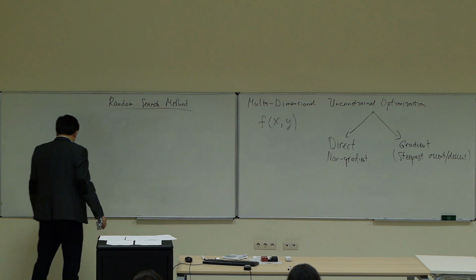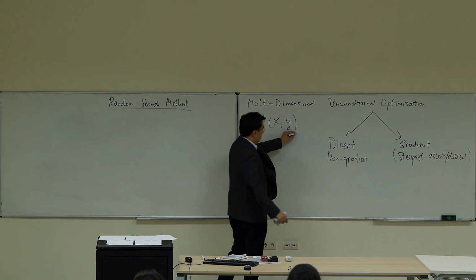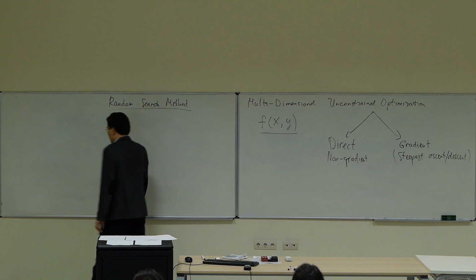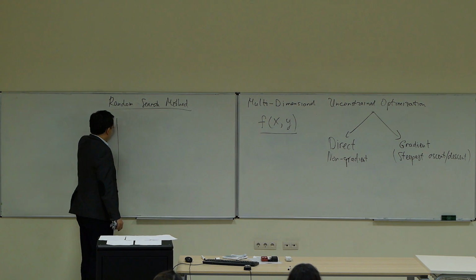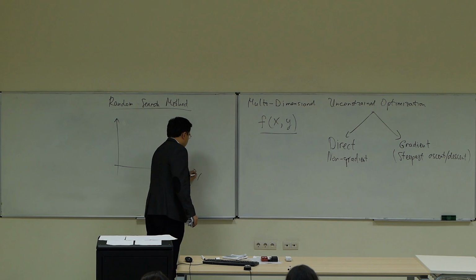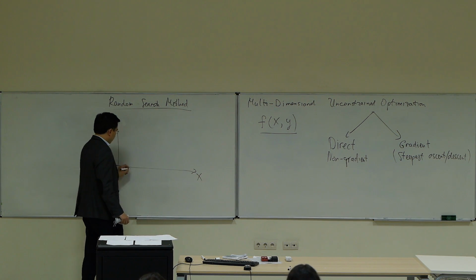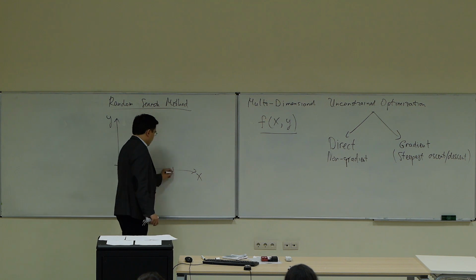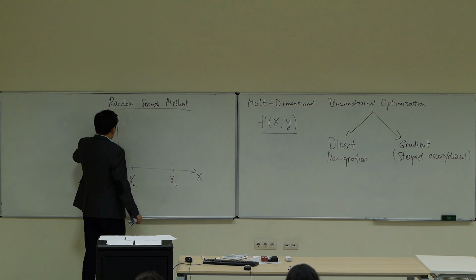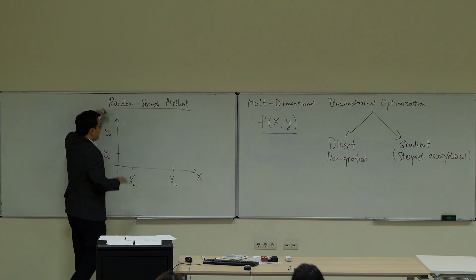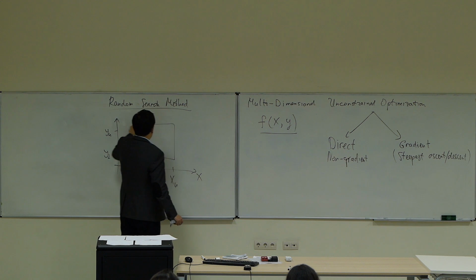Random search method, okay. What's the idea? Let's try to plot this function. Okay, so I have my y coordinate and x coordinate, x and y. Let's say my function is given from some x lower to some x upper, and some y lower and y upper. So I'm looking at the function in some domain, like I usually do. This is the domain where I will be looking at my function.